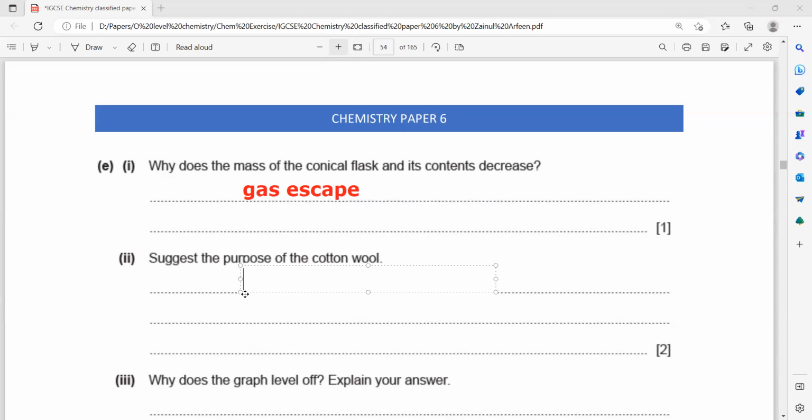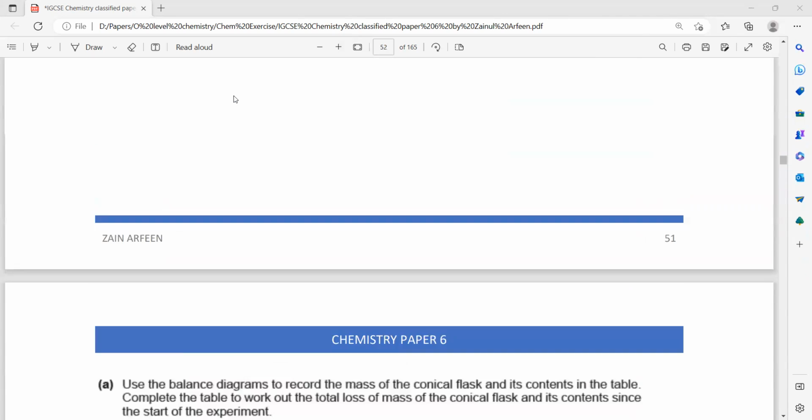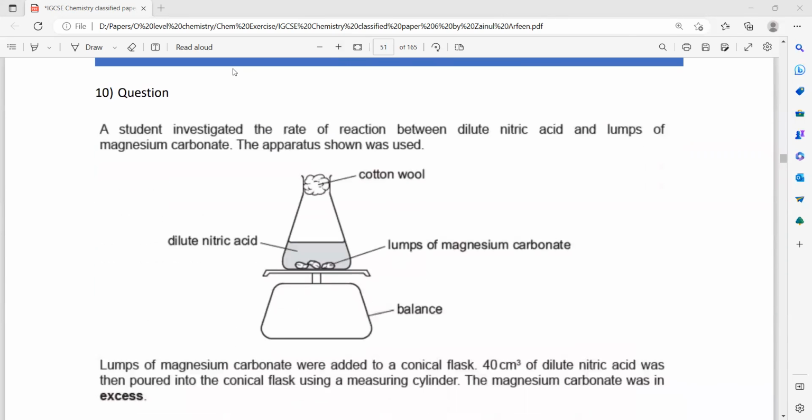What is the purpose of the cotton wool? Usually it is to prevent acid spray. Some students just mention that it allows the gas to escape. That is totally wrong, because even if I don't have the cotton wool there, the gas will still escape. It won't make a difference whether there is cotton wool or not. If there was a stopper, then it would make a difference.